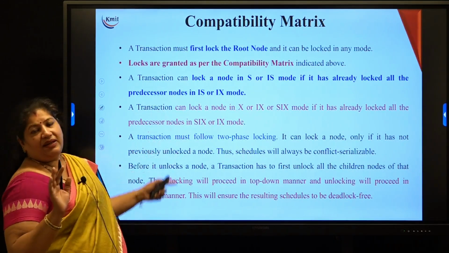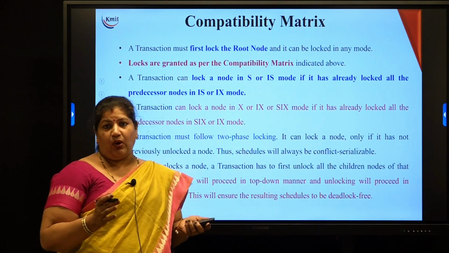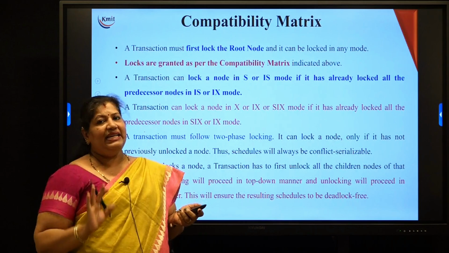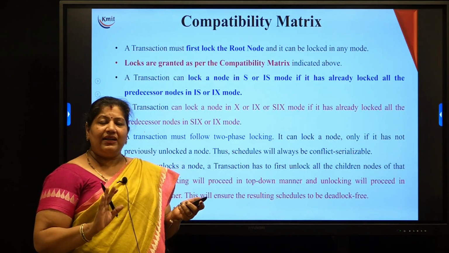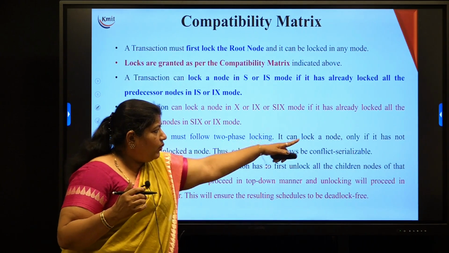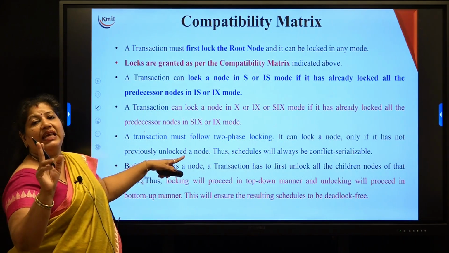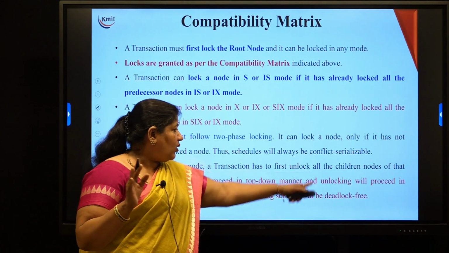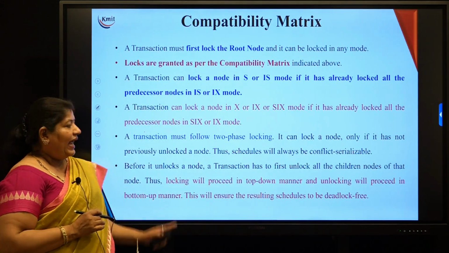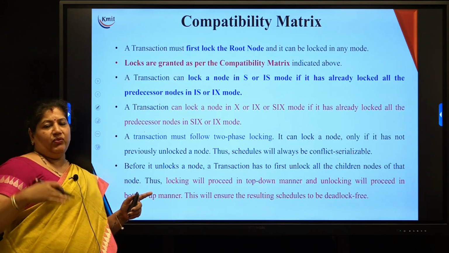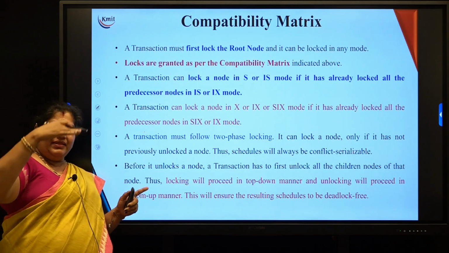Coming to this, the transaction must again follow two-phase locking. That means you can acquire a lock provided you have not released any locks. Once you started releasing, you cannot acquire any more locks, you know that. So you can lock a node only if it has not previously unlocked any of the nodes. Because of this, I can ensure conflict serializability. And remember, when we are applying locks, we go from top to down. First you apply at the root level, then come down.